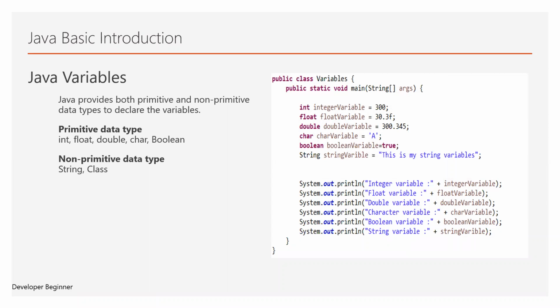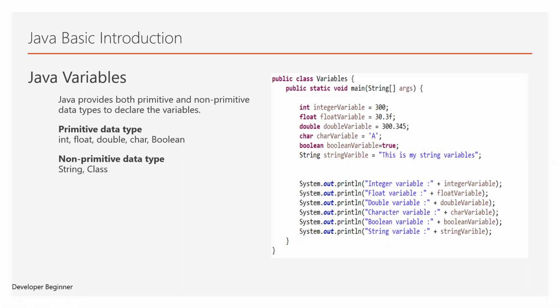Second, Java variable. To store a value, we need to create a variable in Java. Java provides different types of data types based on the value. Java provides primitive and non-primitive data types. The primitive data types cover int, to store an integer value; float, to store a floating value, which is supported up to 6 to 7 decimal digits; double, used to store a bigger floating number, about 14 to 15 decimal digits; char, used to store a single character value.